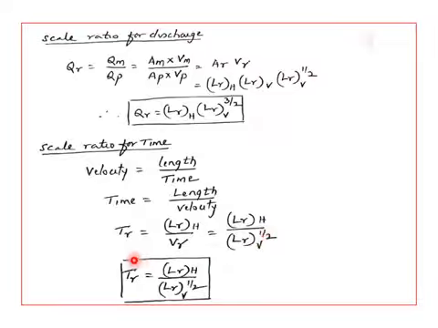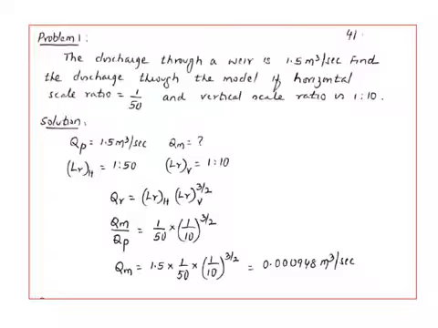Therefore, now the time ratio is not LR to the power of half, because in the previous case it was LR to the power of half. Now it is LRH divided by LRV to the power of half. Like this, any scale ratios can be determined for the distorted models. So we'll have a few examples for distorted models.